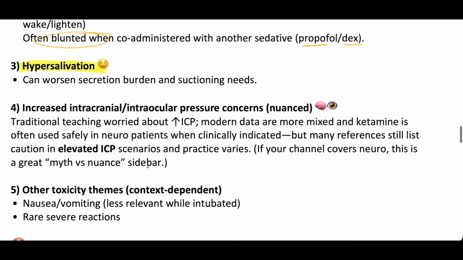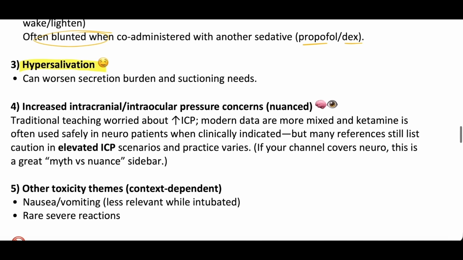And then there's a couple other things people talk about. One of those is increased intracranial and intraocular pressures. This is still traditionally taught. Choose your own destiny with whether you believe it or not. More recent data suggests that it maybe is not true and that it probably is safe in these patients, but this is still something that's commonly taught and thought about, so you'll have to decide kind of your belief system on that.